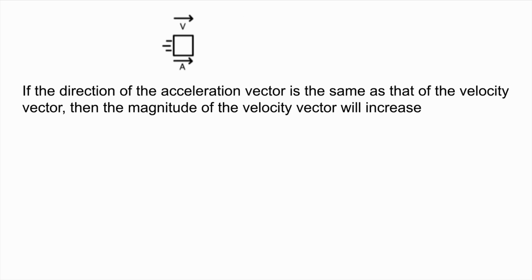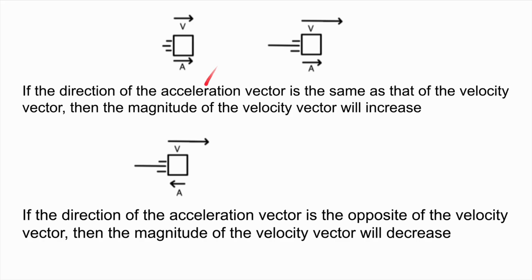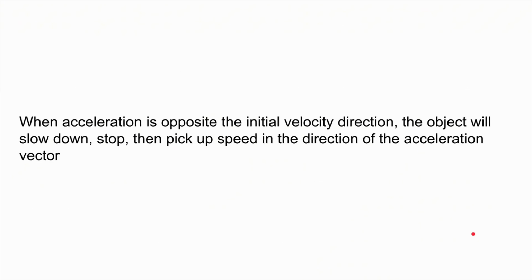Okay, so look at what I have here. I have an object that's traveling in the positive direction, and it's accelerating in the positive direction. So that means if the acceleration is positive and the velocity is positive, then it's going to end up going faster, right? So the velocity vector is going to increase in magnitude because the acceleration is working in the same direction. However, if the object was traveling in the positive direction, the velocity was positive, but the acceleration was negative, then what's going to happen is the object is going to slow down. Okay, well, if the acceleration is opposite the initial velocity direction, what's going to happen? Well, the object is going to slow down, eventually stop, and then pick up speed in the direction of the acceleration vector.